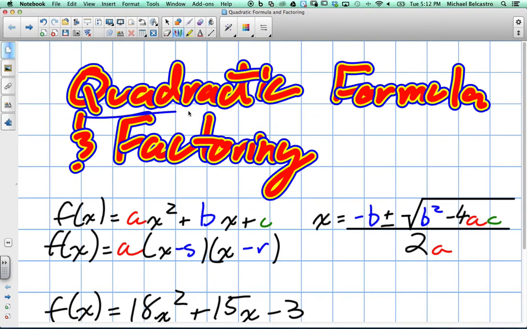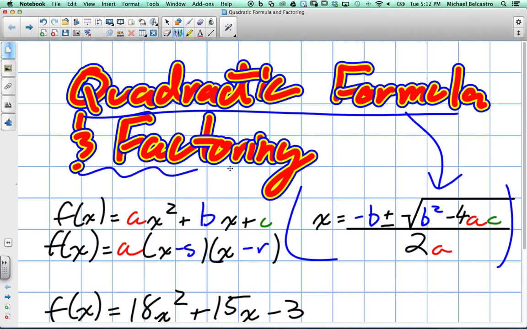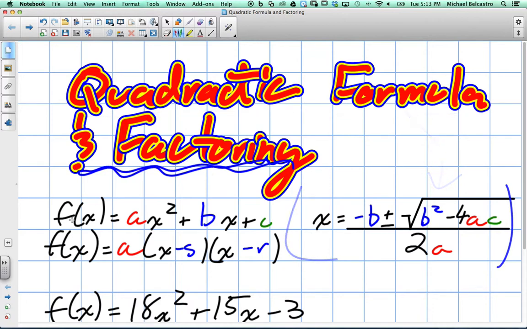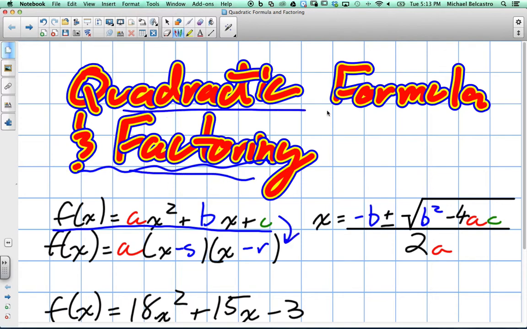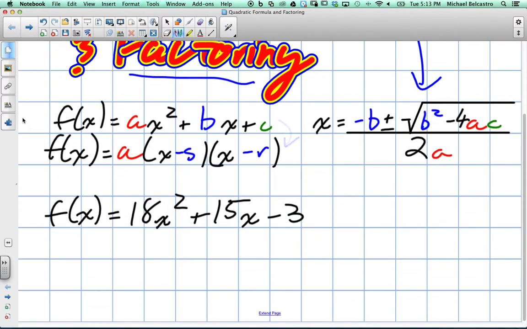Okay, so we're going to go over the quadratic formula, which is this equation here. And we're going to talk about factoring along with the quadratic formula. The whole reason you would use factoring is to go from the standard form of a quadratic to the factored form. And you can use factoring, or you could technically use the quadratic formula to do the exact same thing. Always we would start in standard form and move to factored form.